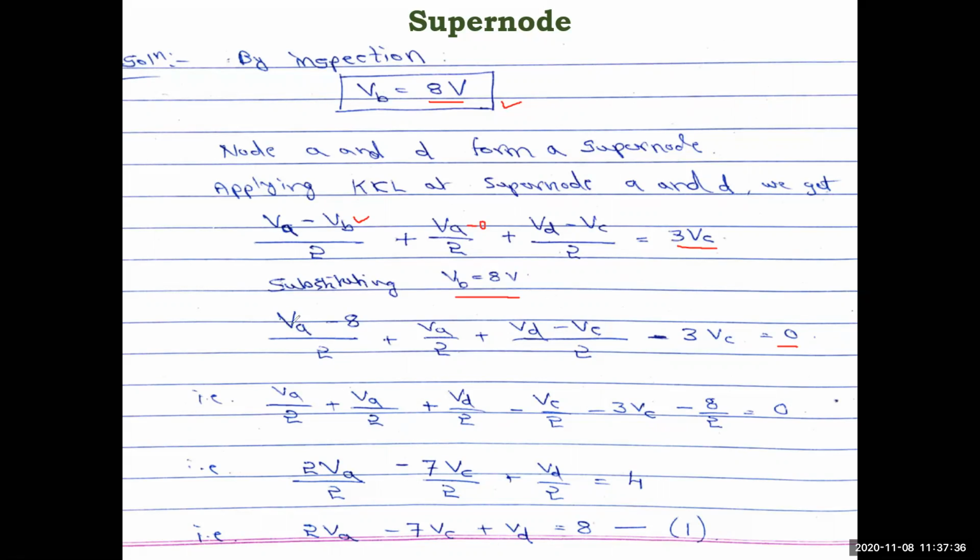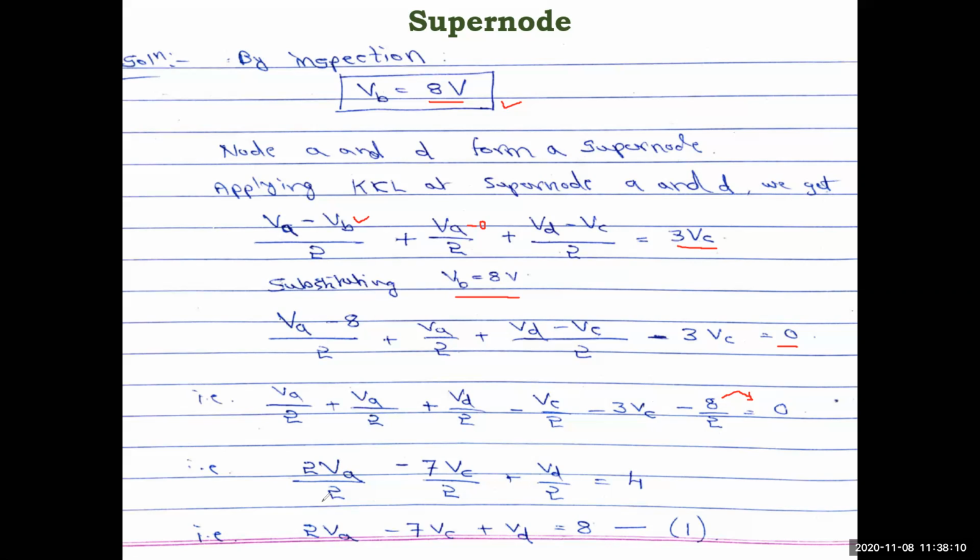So then we will simplify here: VA by 2 is split here, this VA by 2 and this VA by 2 clubbed here, plus VA by 2, and then VD by 2, then minus VC by 2 minus 3VC, and this 8 by 2 taken to the right side for the next step, because it is a constant. You have to substitute in the equation, right? Only the coefficients of VA, VC, VD should be on the left side. This is equal to 0. Simplification: now you add this half and half, it becomes 2VA by 2, meaning VA itself, right?